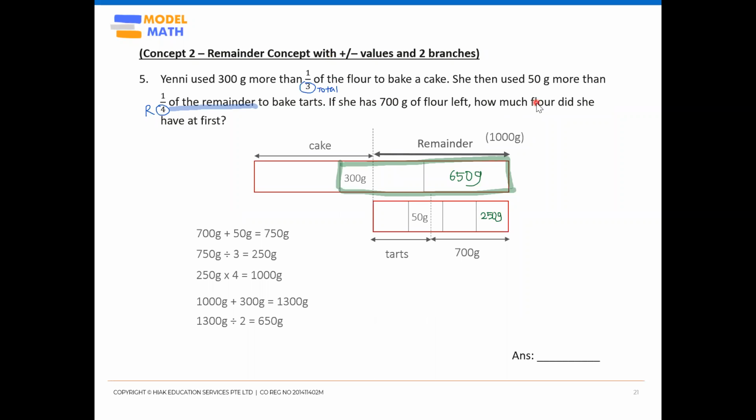Okay, and finally, we can find how much flour she has at first. At first means the top 3 huge units over here. That is your at first. So simply 650 times 3. And that would be your answer.